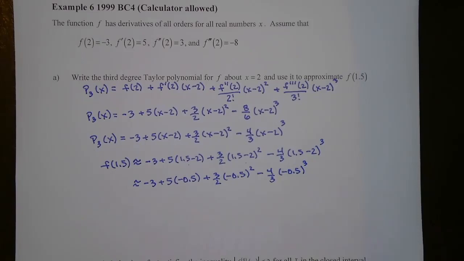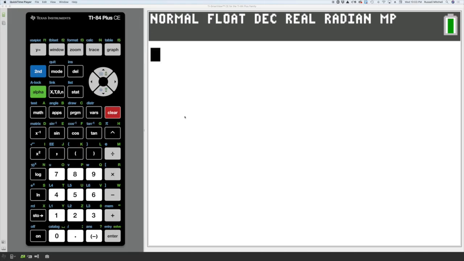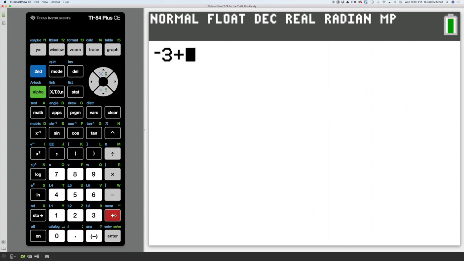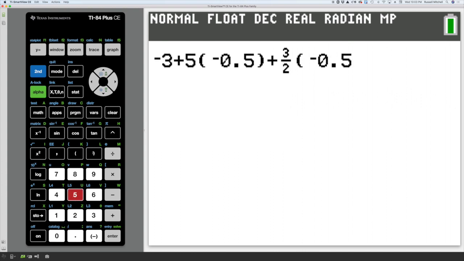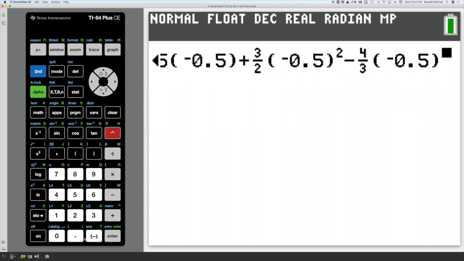So I'm going to go to the graphing calculator now, okay? Okay, so with our graphing calculator, we're going to put this in. It's -3, and then plus 5 times negative 0.5. And then plus 3/2 times negative 0.5 squared, and then minus 4/3 times negative 0.5 cubed.